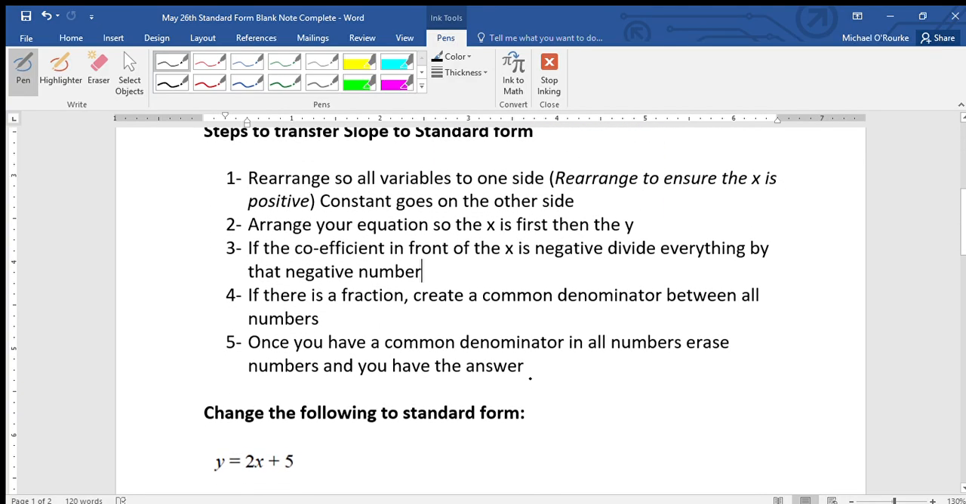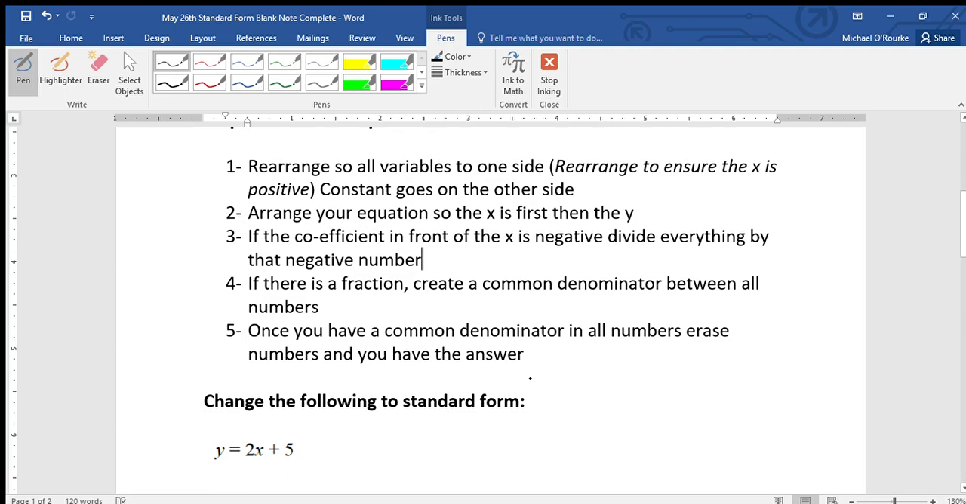Now, I wrote down some steps here that you may have to follow all the way through all the time. Sometimes you only have to follow the first two. So first step, rearrange. So all variables are on one side and the constant goes the other side. I personally like rearranging it so I have a positive x. You don't have to, but just know if you don't have a positive x, you're going to have to divide by a negative at the end.